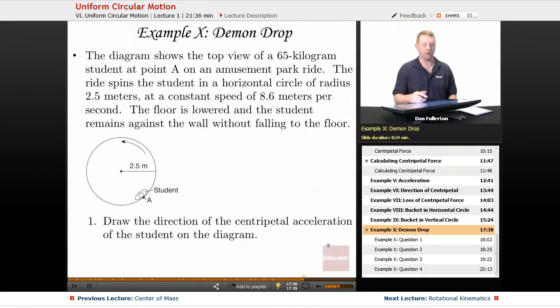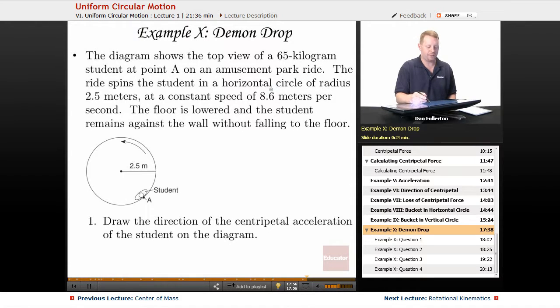Let's look at the demon drop problem. I took this picture after an amusement park ride at an amusement park that I used to visit when I was a kid. The diagram shows the top view of a 65-kilogram student over here at point A on an amusement park ride.